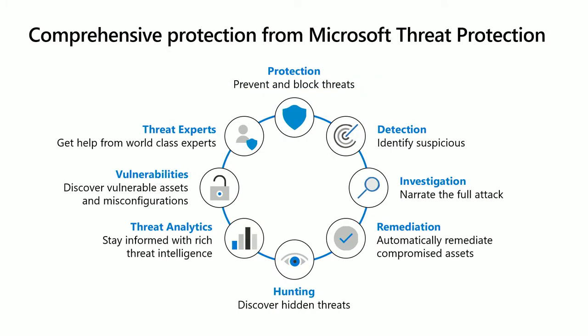Just wrapping up how we think about the cohesive and comprehensive protection in MTP, we're going to be focusing today only on the bottom one here, hunting. But this is how we approach the protection in MTP. The protection and detection is cohesive and across all the individual pillars. Investigation, remediation, and response brings together the automation capabilities, as well as investigations from each of the pillars as well.